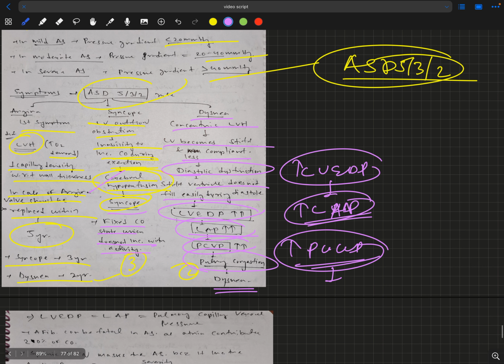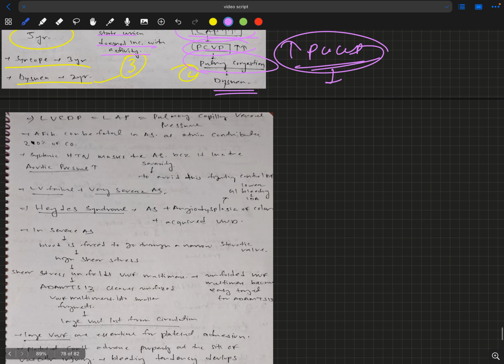So dyspnea is mostly seen on exertion, in the case of mitral stenosis. What happens in mitral stenosis? In MS, the mitral valve is stenosed, so it has to pump blood during diastole. In case of exertion, the length of the cardiac cycle is shortened. If the cardiac cycle is shortened, it is mostly diastole that is lost as compared to systole.